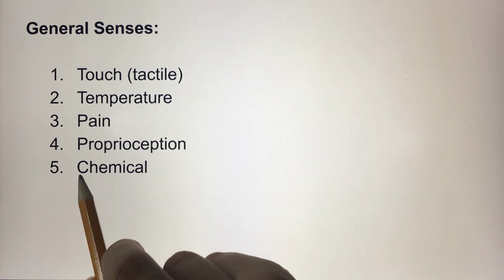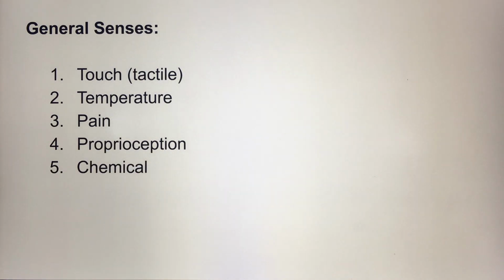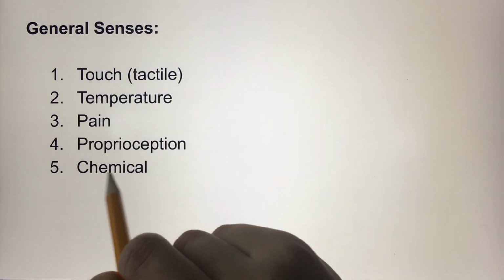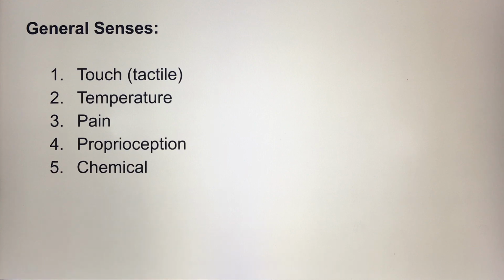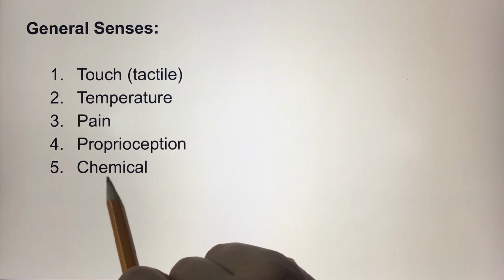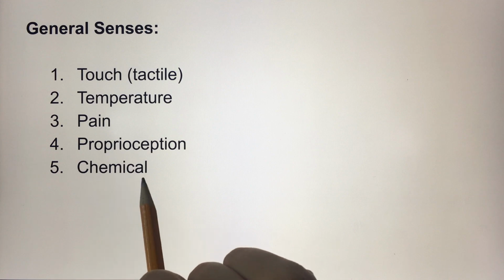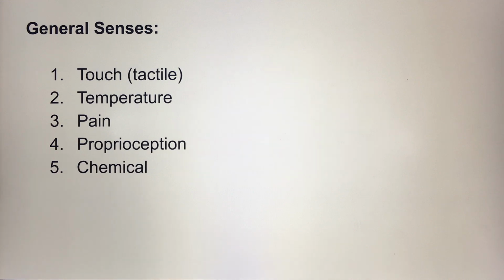And the last sense that is considered a general sense, which can be experienced everywhere in the body like the rest of the senses, is called a chemical sense. This is a unique sense because we don't actually consciously experience it, but our body's autonomic nervous system experiences this chemical sense. Chemical sense is the detection of various chemicals inside of our body.